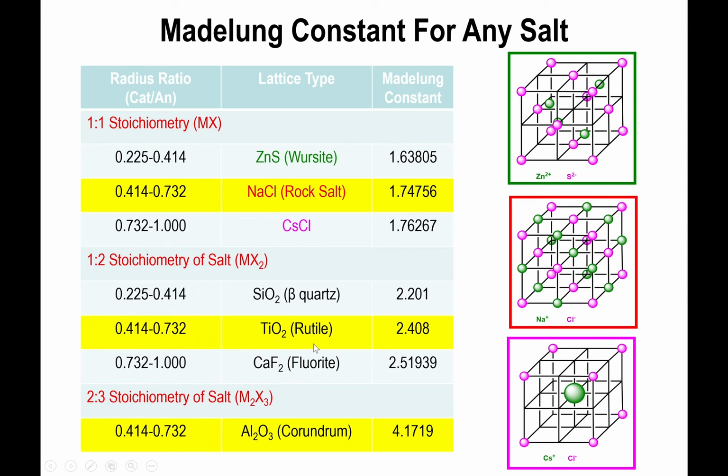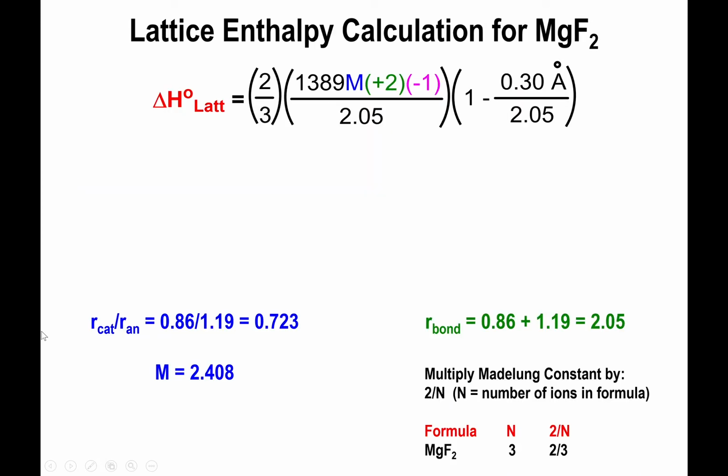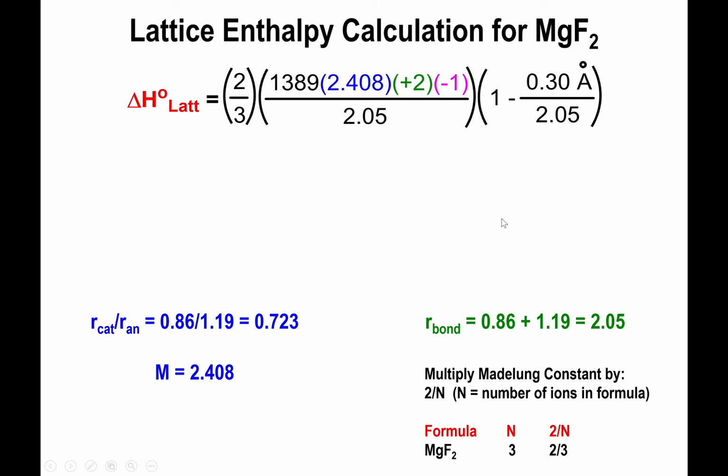So the structure that it will most likely assemble will be the rutile structure. So the Madelung constant should be 2.408 and not 1.74756. Right, so that's the one we want to stick with. So keep in mind the stoichiometry of your salt along with the value of the cationic to anionic ratio. Alright, so M is going to be 2.408, so we just need to input that into the equation. And at this point, we carry out the calculation.